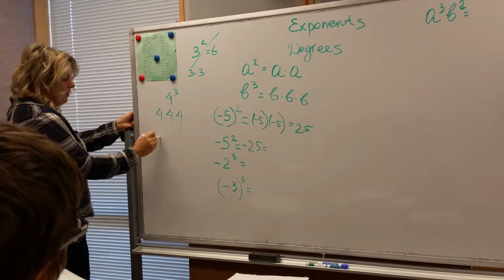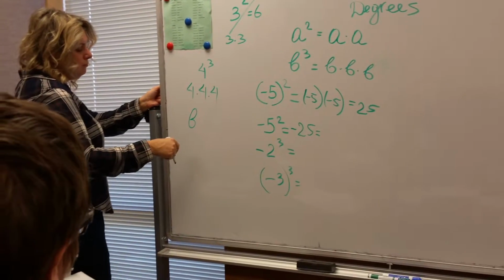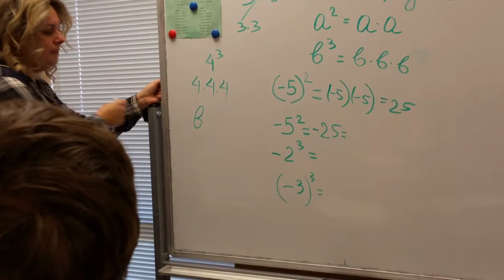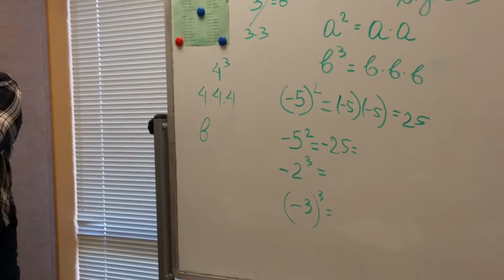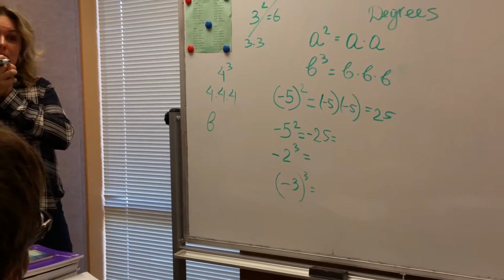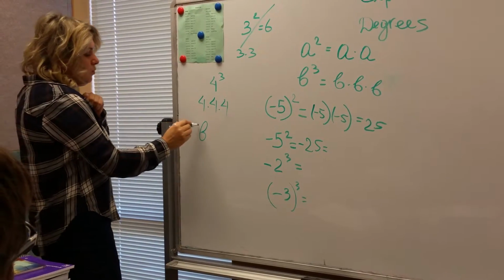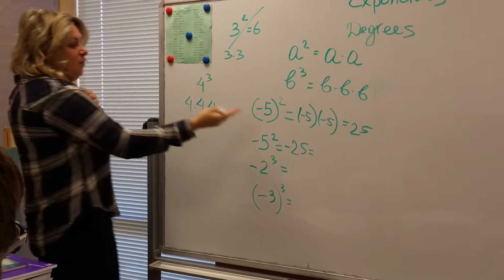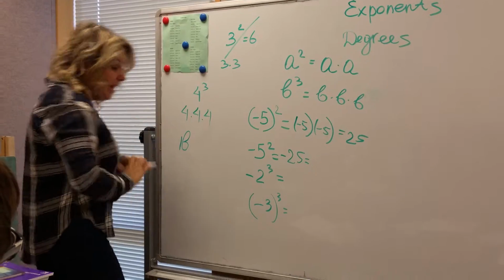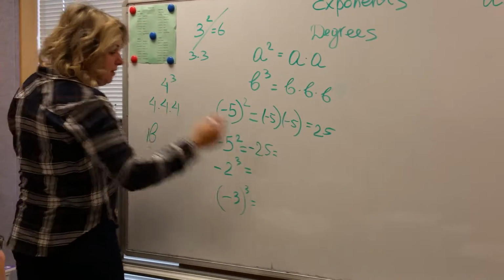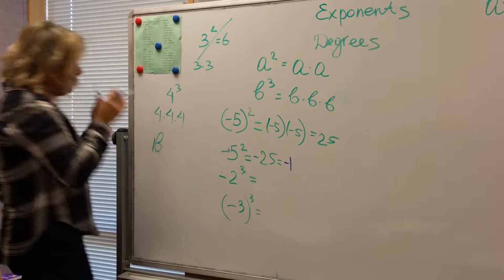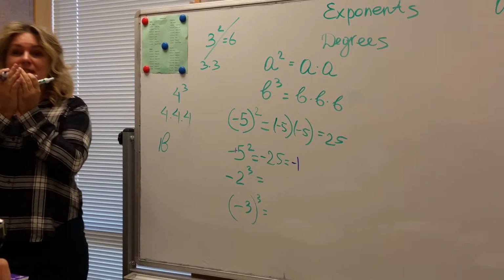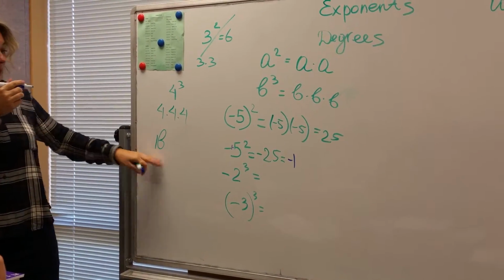When you look at this number, or at this variable, b, what is the coefficient of b? 1. Correct. Good job. The coefficient of b is 1. So think of the negative 5 as having that invisible coefficient of negative 1. That's exactly what's happening right here, guys. You just don't see it, but the principle is the same. I have variables here, but I have numbers there.